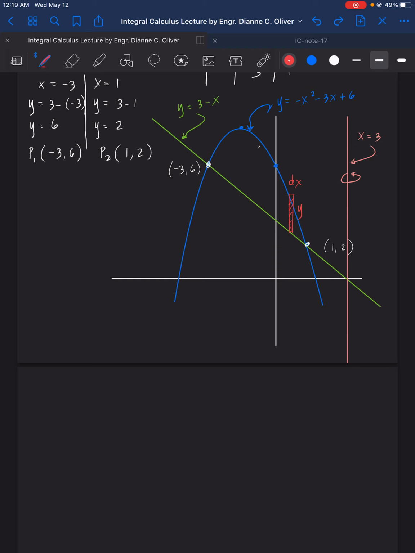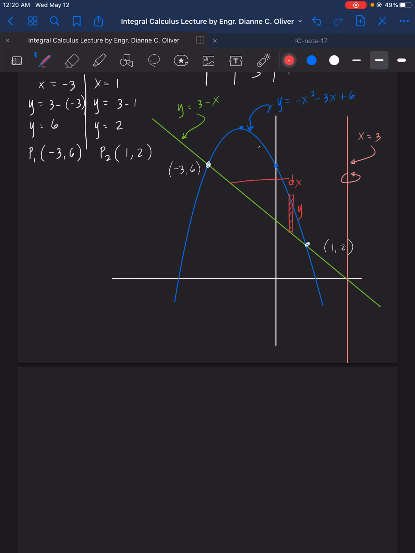Now if we use the horizontal area strip, we will be violating one of the rules, and that is this point here. It touches the boundary twice. That's why we're not going to use the horizontal area strip on that portion.